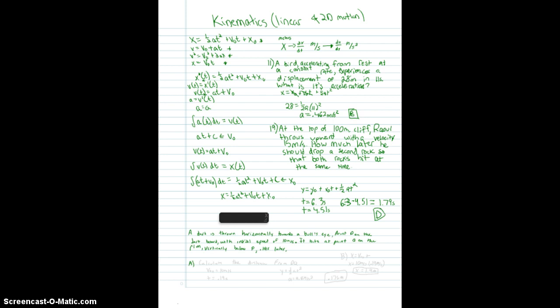Alright, for the free response question, we have a dart thrown horizontally towards a bullseye, point P, on the dartboard with an initial speed of 10 meters per second. It hits a point Q on the rim vertically below P, 0.19 seconds later. Part A, we're calculating the distance from P to Q.